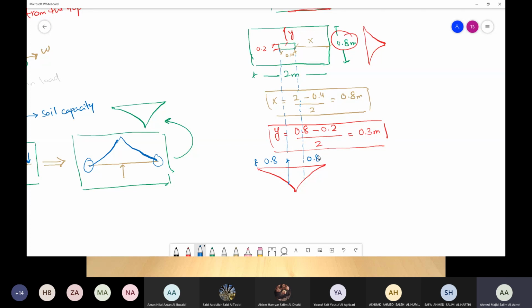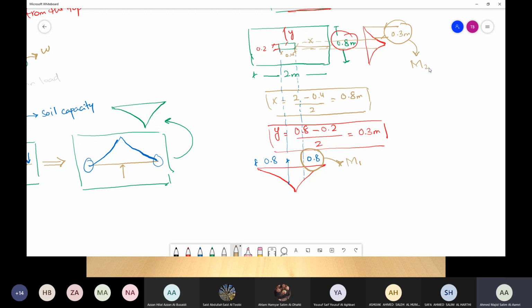The same scenario here. We got the first point, and then we are going to get the second point. And you can see that this distance from here to here is only 0.3 meters. So now what will happen? Because of the span here being 0.8, we are going to have one moment. Because the span here is 0.3, we are going to have another moment. Are we clear about this?